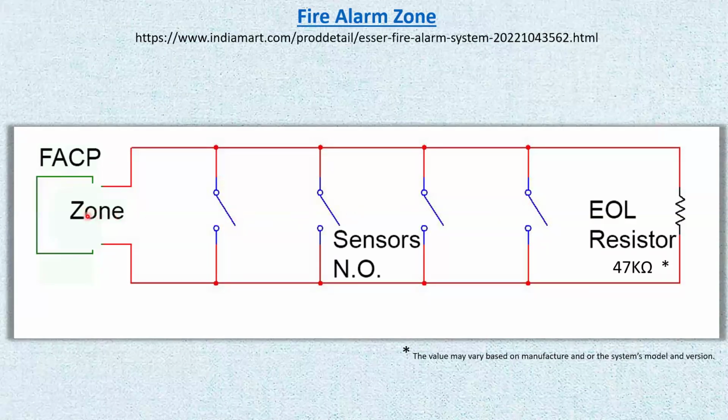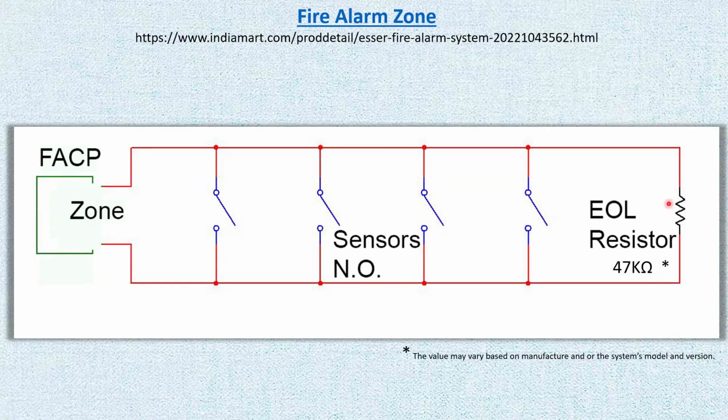It has to see something, because if there were no end-of-line resistor, if the line gets broken somewhere here, it could be some construction being done or whatever, for whatever reason, then the system would never know that these devices past that point are not going to work. When they trigger, because there's a break here, that signal of the dead short is not going to make it to the zone.